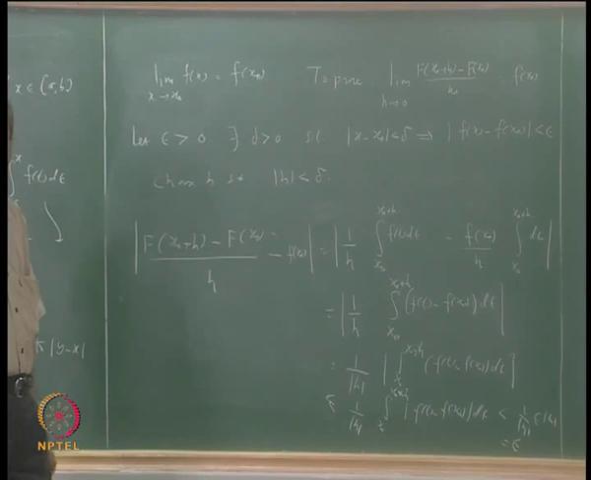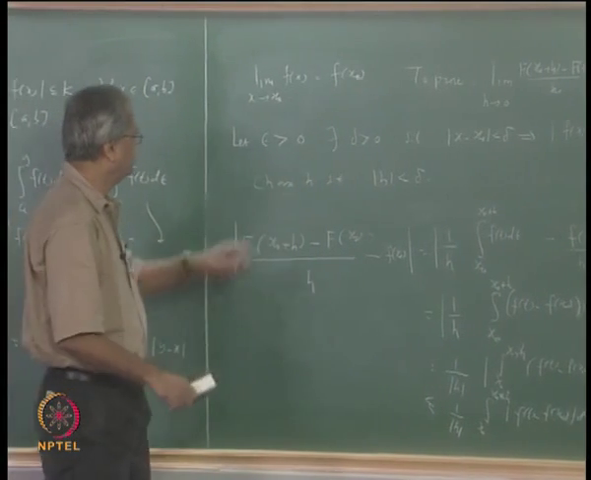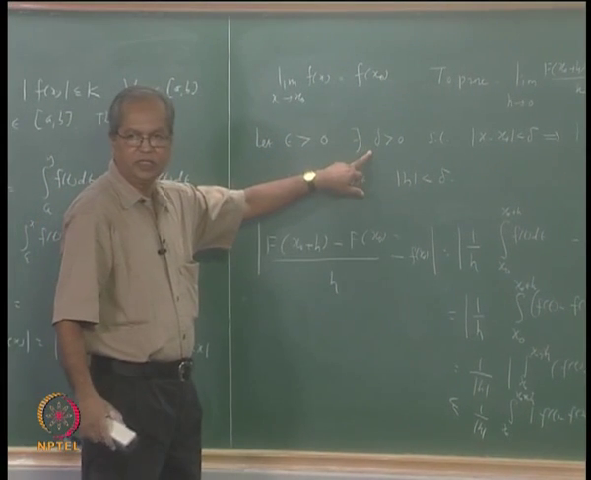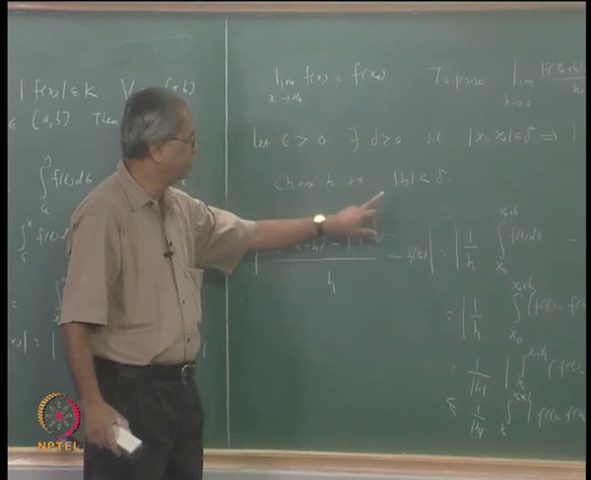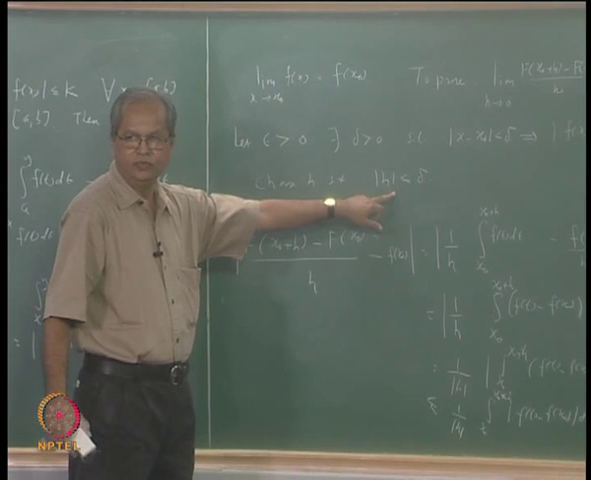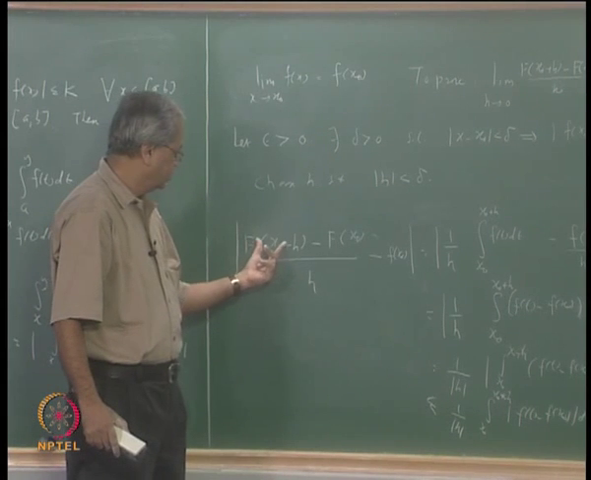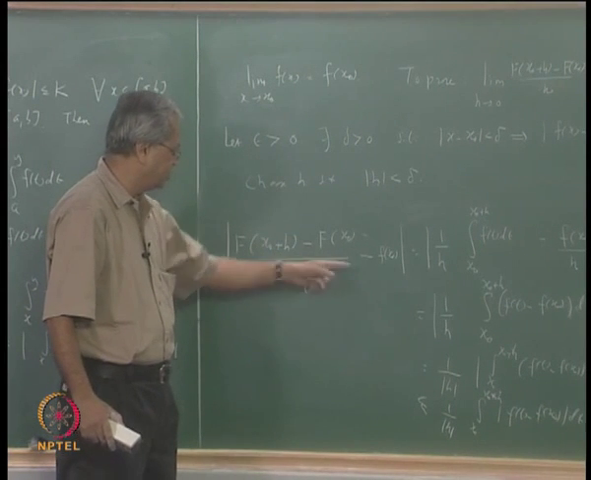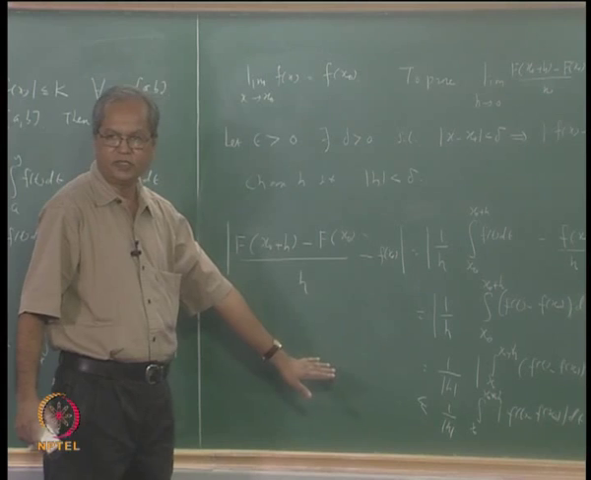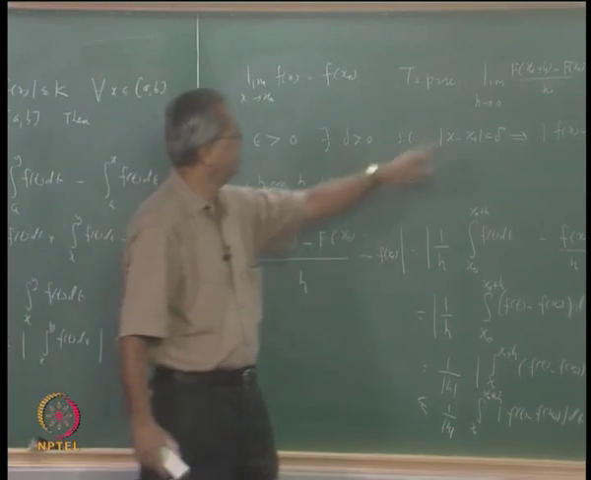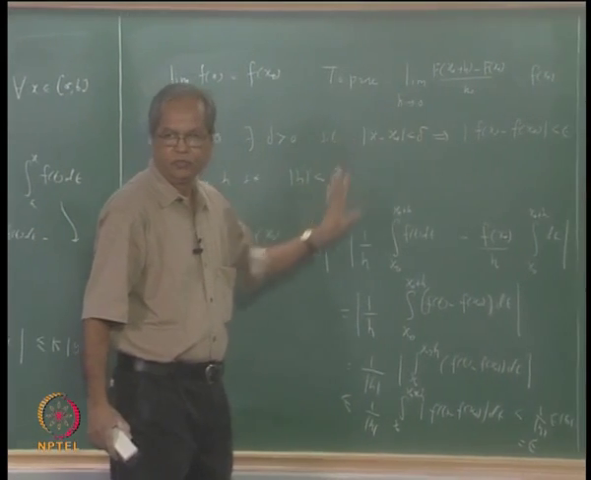This is what we wanted to show: given epsilon, there exists delta bigger than 0 such that whenever mod h is less than delta, the difference between this whole expression and f(x naught) is less than epsilon.